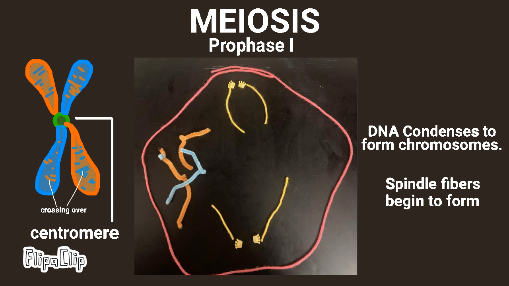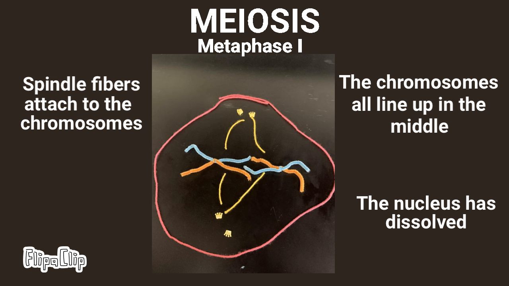Next up is metaphase 1. Metaphase 1 is the shortest phase, and it's where the tetrads align on the equator. This is where independent assortment occurs. You can see the metaphase plate, the centromeres, and the microtubules, or the spindle fibers.